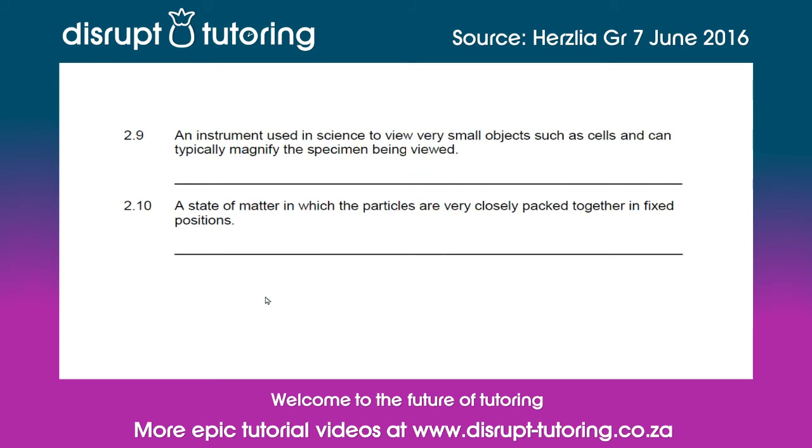Okay, now the last two-part questions to question 2. 2.9 says, an instrument used in science to view very small objects such as cells and can typically magnify the specimen being viewed, this is a microscope. And an easy way to help you remember this is that micro means tiny and scope means to look around. So microscope helps you to look around at tiny objects and make them seem a little bit bigger.